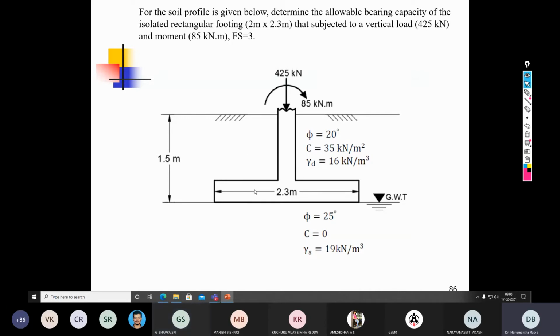So in the last class, we were discussing this problem. I hope everybody has noted it down. For the soil profile given below, determine the allowable bearing capacity of the isolated rectangular footing. It is 2 meter by 2.3 meter, subjected to a vertical load of 425 kilonewton and a moment of 85 kilonewton per meter. The given factor of safety is 3. Try to determine the allowable bearing capacity of the isolated rectangular footing.